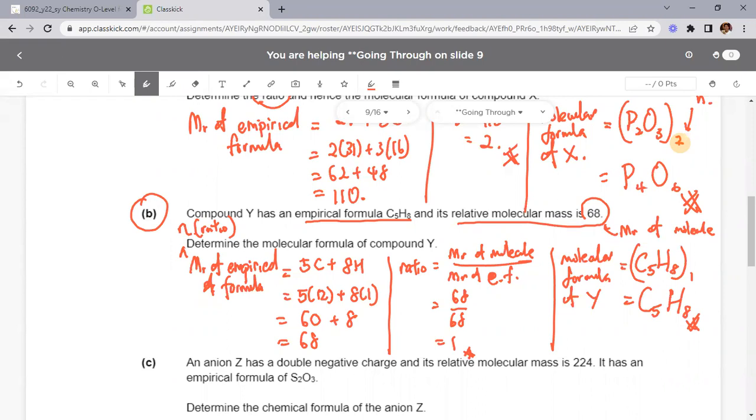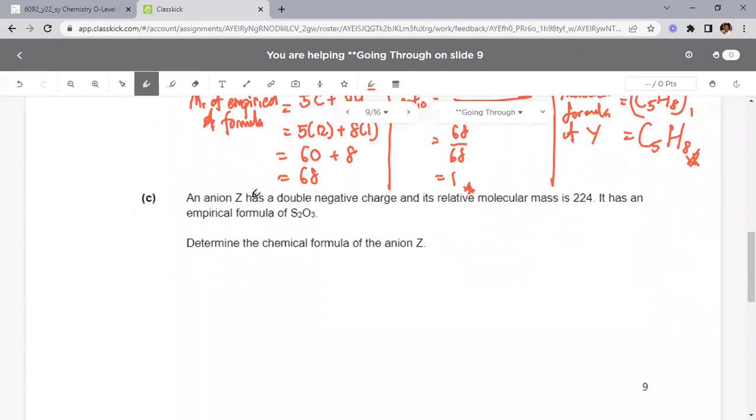Because each of the steps has its own working, and each of the working actually has its marks attached to it. This actually shows that you understand what's happening. So part B is done now. Let's go on to part C.